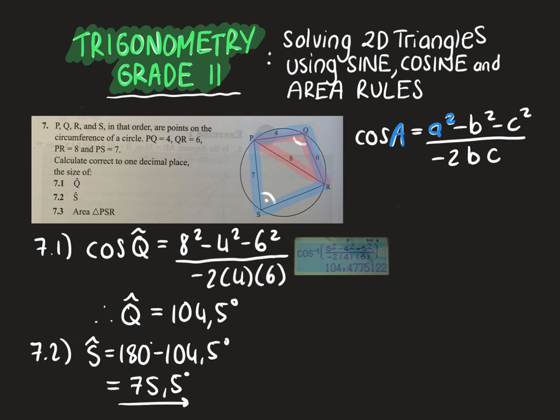Okay, we can also put in a bit of reasoning here. So we can say they're opposite angles in a cyclic quad. Okay, just for completion purposes. Now we want to work out 7.3.